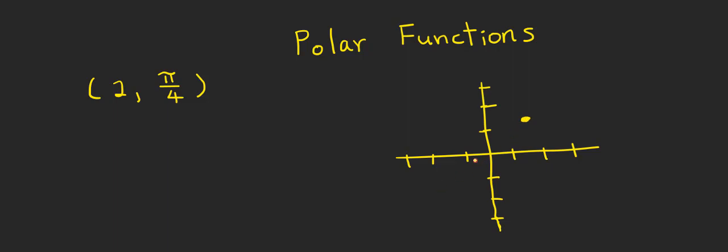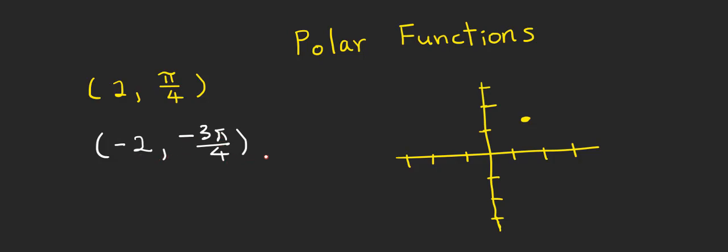Now you could also say that this is the same thing as negative 2 comma negative 3 pi over 4. Think about it. From the x-axis, you're going to go negative 3 pi over 4. Radius is negative 2, so instead of going this way, you have to go the other way. So therefore, this point can be represented as 2 comma pi over 4 or negative 2 comma negative 3 pi over 4.